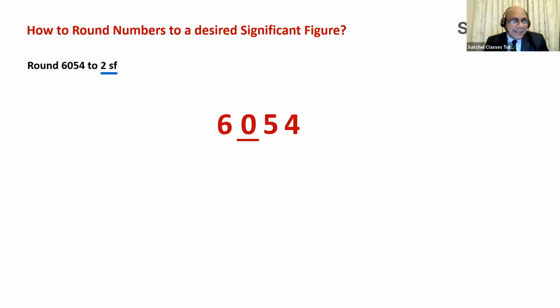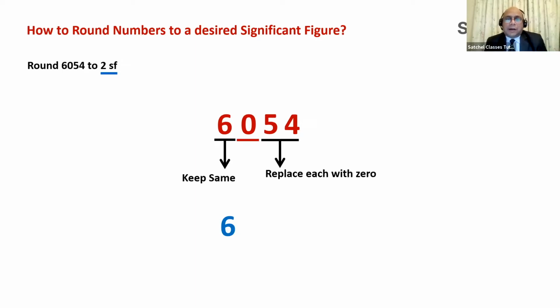The digits preceding that underlined digit will be written as it is. Remember, it's the same rule as rounding numbers to a desired number of place values. So you write all the digits before that underlined digit as it is. So 6 goes in as it is. The digits after 0 will be replaced by zeros. Okay, the digits after the one which you underline will each be replaced by 0. So 5 and 4 will be replaced by zeros.